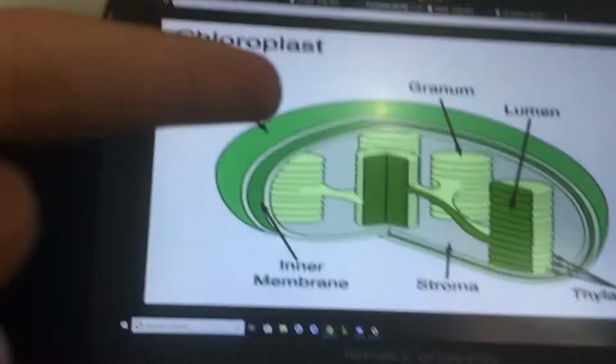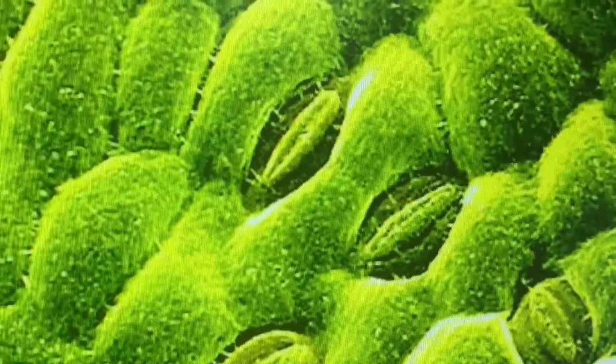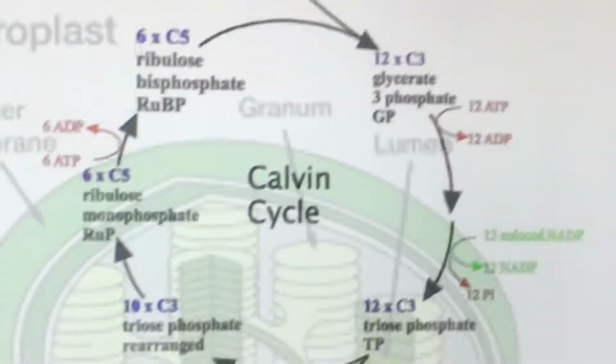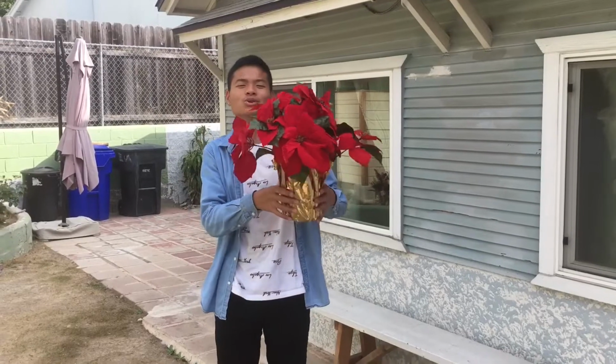The organelle that occurs in chloroplasts. Light-dependent reactions occur in the stomach during the Calvin cycle. Calvin cycle. Granule make the inner membrane.